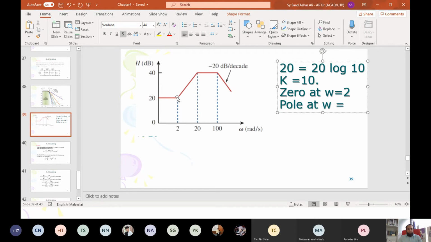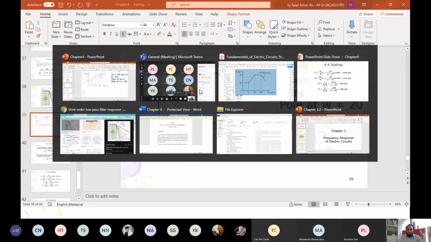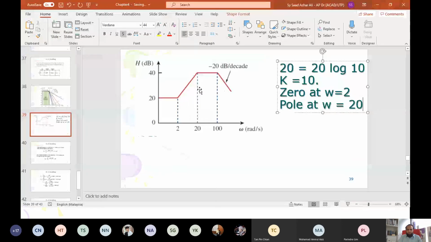There is a 0 at 2. This increment is cancelled out. So there must be a pole here, and here means at 20. If somebody wrote something... nobody wrote something.